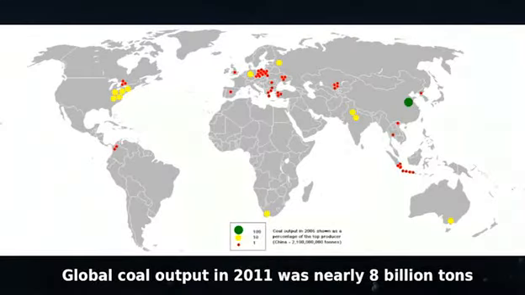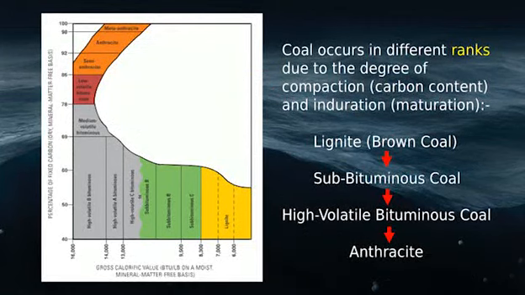Global output in 2011 was nearly 8 billion tonnes. And there's a lot of coal mining in Australia, in South Africa, Canada, of course here in the United States as well, and parts of Europe and India. Well, coal comes in a number of forms. We call them different ranks. It's to do with the degree of compaction and the amount of carbon.